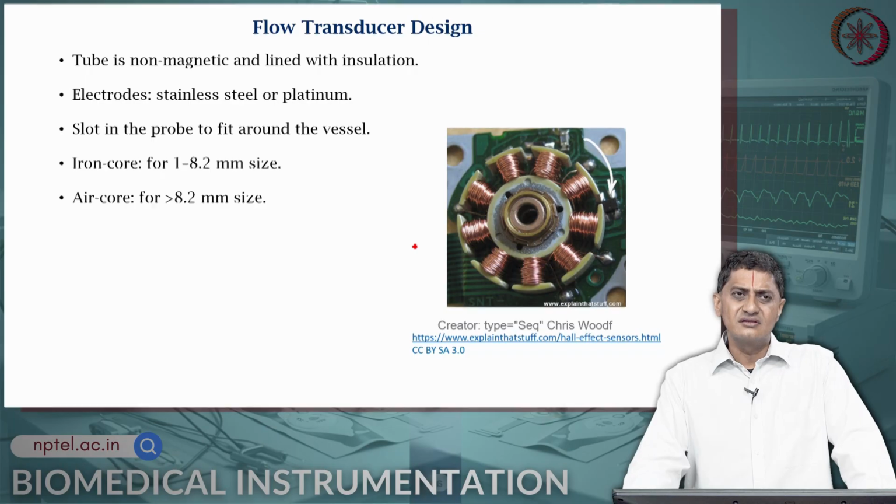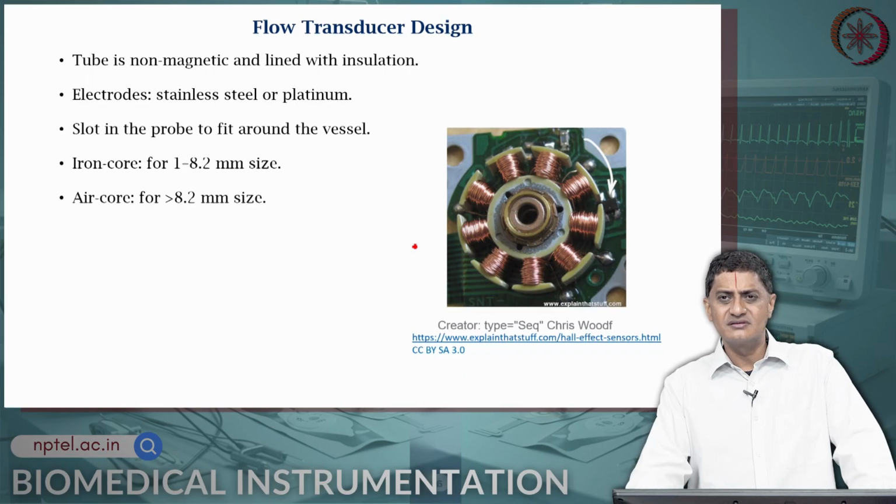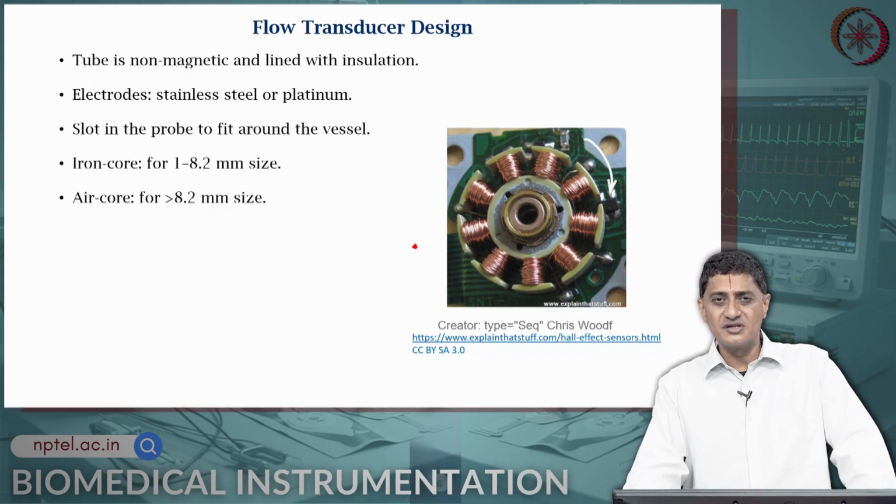So, while designing the flow meter, it is critical to consider some things: the tube must be non-magnetic and must be lined with sufficient insulation. Electrodes must be made of stainless steel or platinum, preferably non-polarizable electrodes.